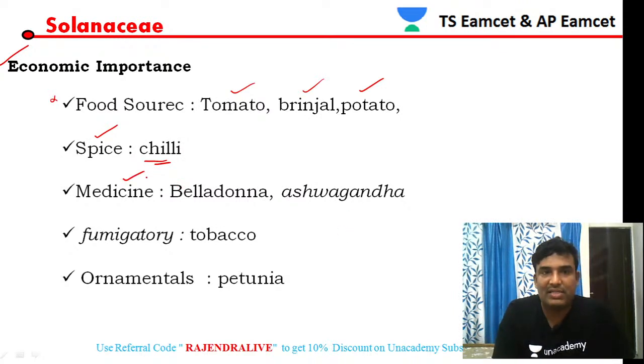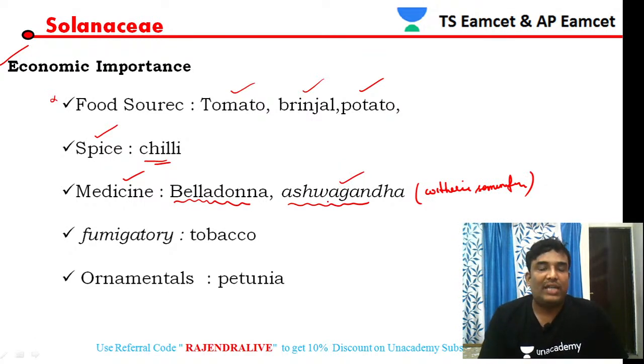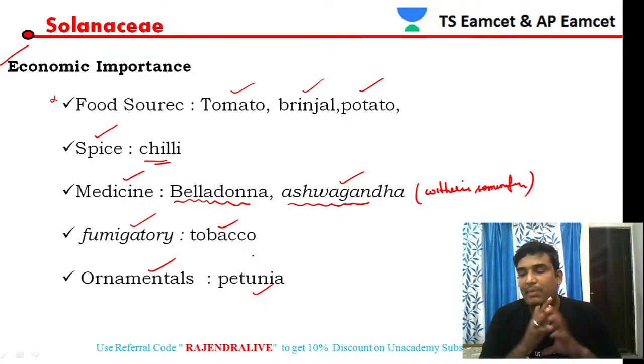Similarly, medicinal plants of Solanaceae include belladonna and ashwagandha. Withania somnifera is the plant, and it produces the medicinal compound called ashwagandha. So ashwagandha and belladonna are the medicinal plants of Solanaceae. And fumigatory, which produces fumes: tobacco, we know, is fumigatory. Similarly, an ornamental plant of Solanaceae is petunia.